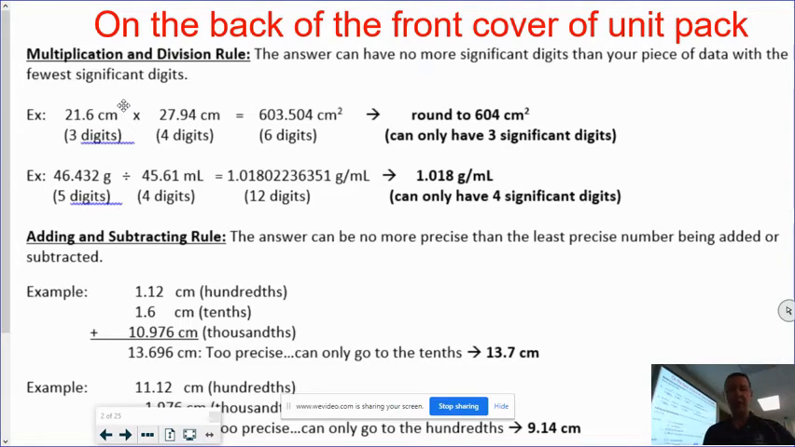Hello, folks. Today we're going to be going over the 90s. You're going to need the cover of your unit pack. You're also going to need your periodic table as well as a calculator.